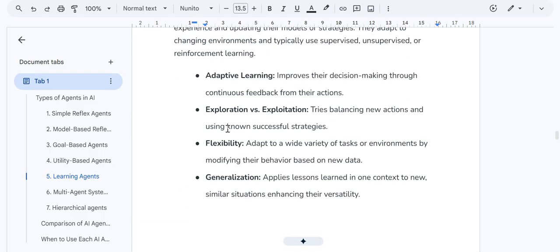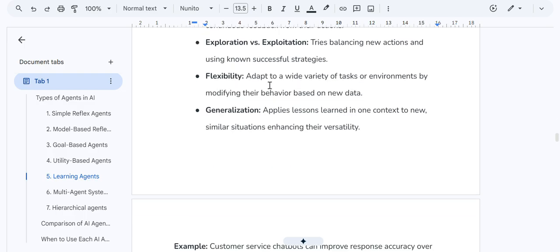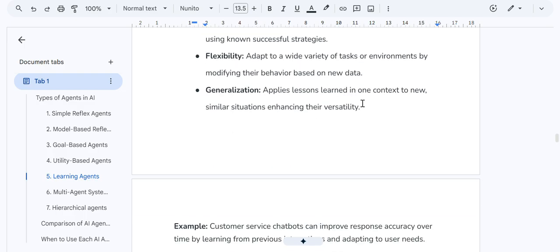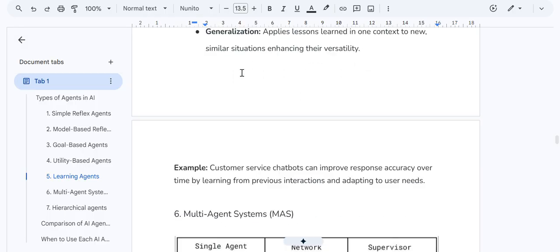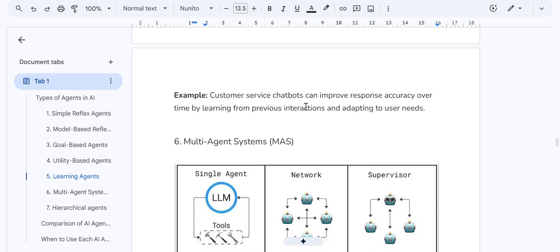In the learning agent, adaptive learning improves decision making through continuous feedback from their actions. Exploration versus exploitation: balancing trying new actions and using known successful strategies. Flexibility: adapting to a wide variety of tasks or environments by modifying behavior based on new data. Generalization: applying lessons learned in one context to new similar situations, enhancing versatility. An example is customer service chatbots that can improve response accuracy over time by learning from previous interactions and adapting to user needs.